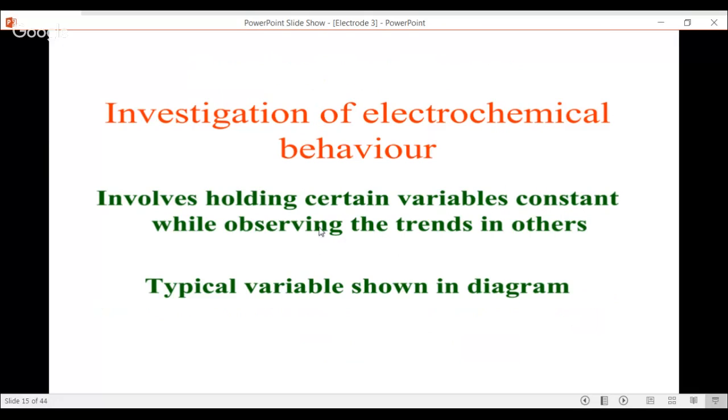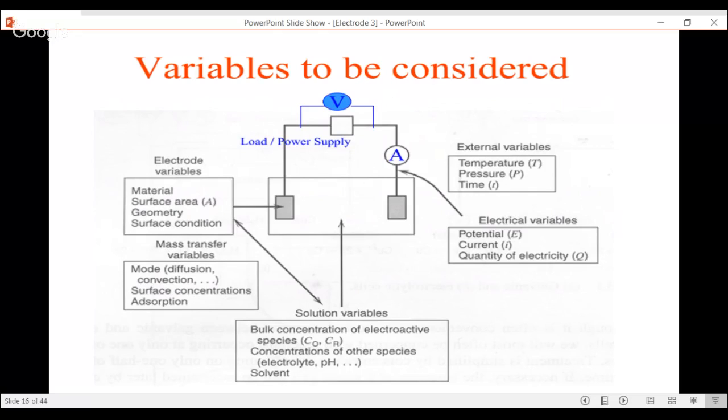Investigation of electrochemical behavior involves holding certain variables constant while observing the trends in others. This is another thing that we have to understand. In electrochemistry, the variables are very limited: potential, current, and maybe concentration and time. So the typical variables are shown here. There are two electrodes. At the electrode, the potential, current, and the quantity of electricity, E, I, and Q, are measured. The external variables are temperature, pressure, and time.